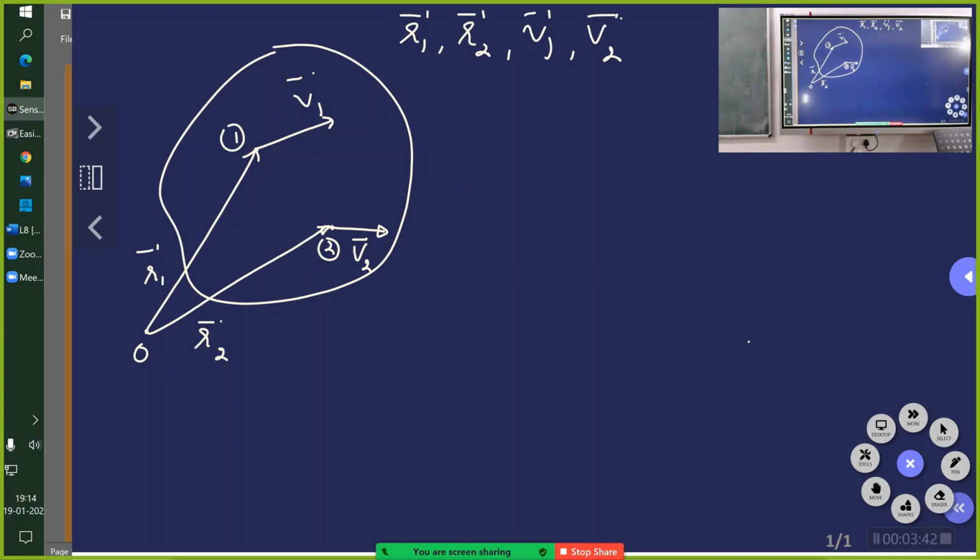There is particle 1 and particle 2. I am giving a hint. Use a very important property of rigid body.